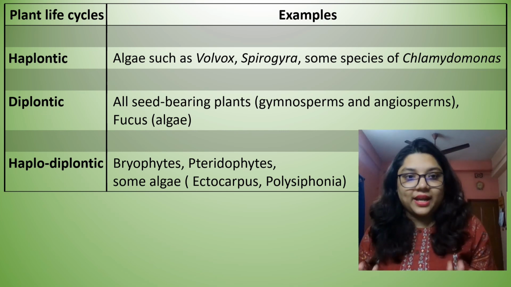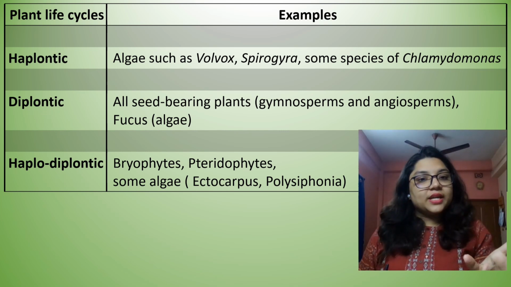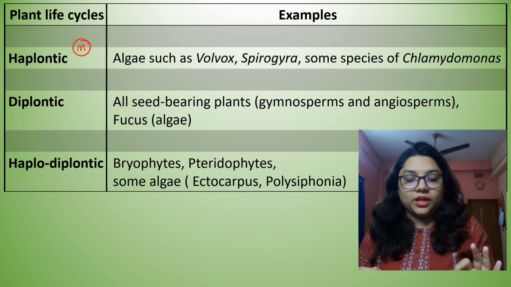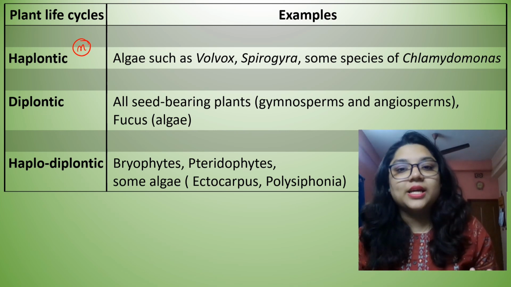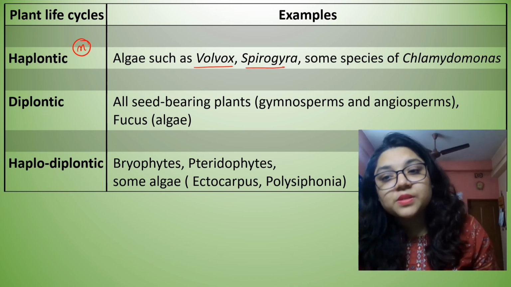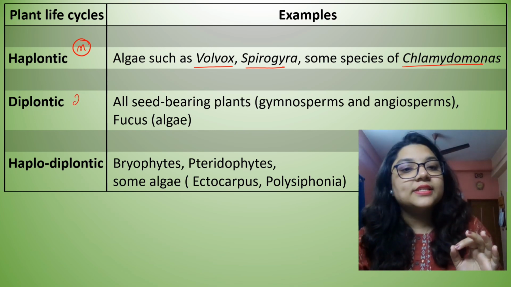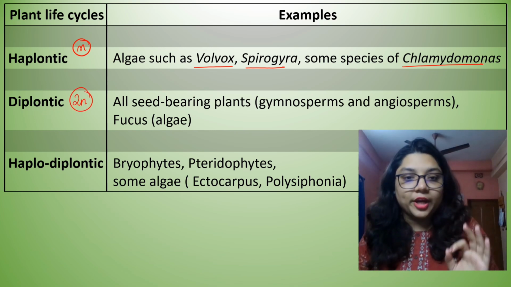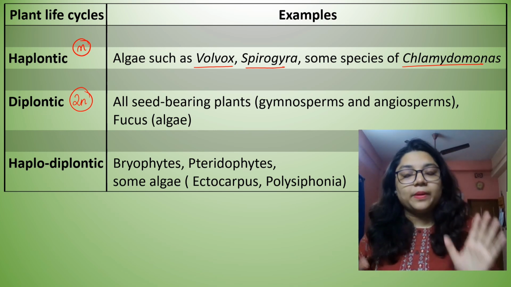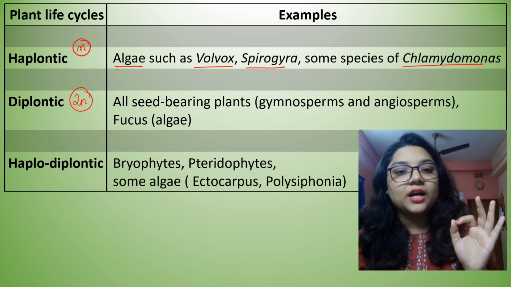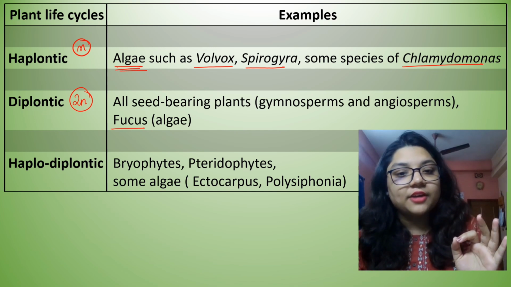कुछ details वगैरह नहीं. Haplontic life cycle, that is only entire life cycle is haplontic. That is your algae, जैसे आपका Volvox, Spirogyra, some species of Chlamydomonas. ठीक है. Diplontic, that is the entire life they are diploid. All the seed bearing plants, आपके पास Gymnosperms है, Angiosperms है, all. Algae में exception क्या आता है? Diplontic में आ जाता है Fucus.